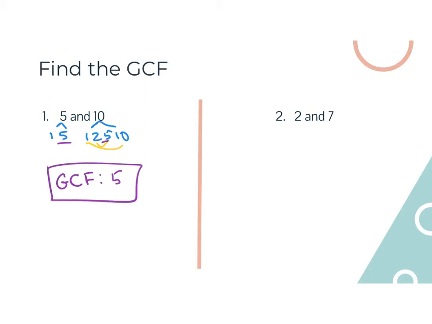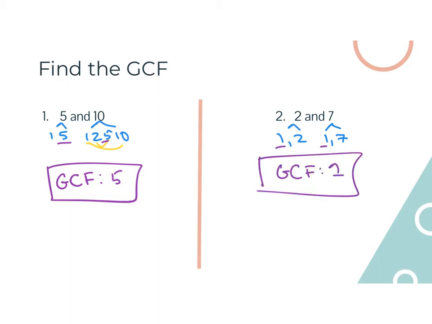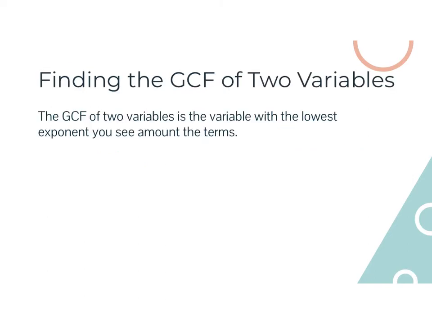If I look at 2 and 7, factors of 2 are simply 1 and 2. That's the only pair of numbers that multiplies to give me 2. If I look at 7, factors of 7 are 1 and 7. Those are the only two numbers that multiply to give me 7. So here's an instance where my GCF is 1. These two numbers have no other factor in common except 1.